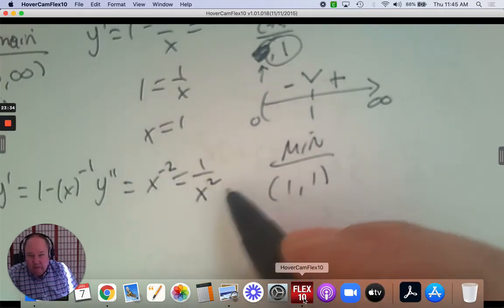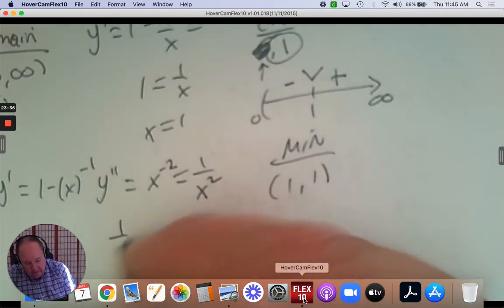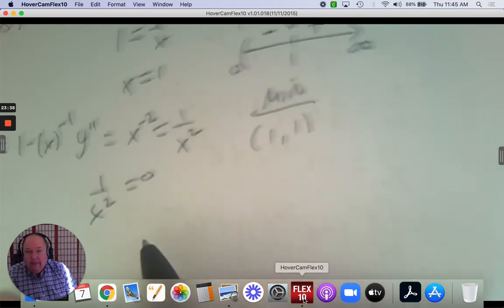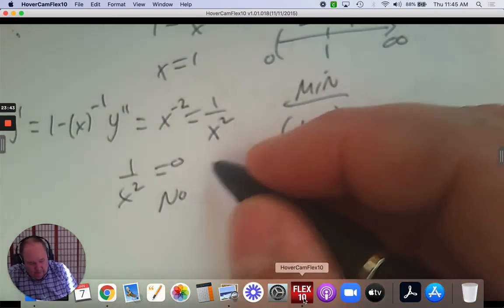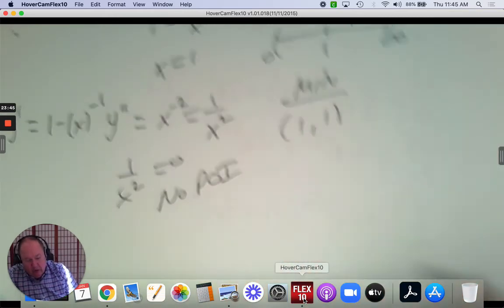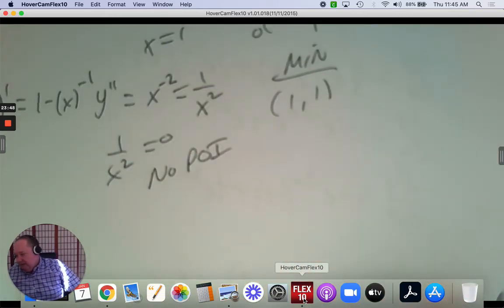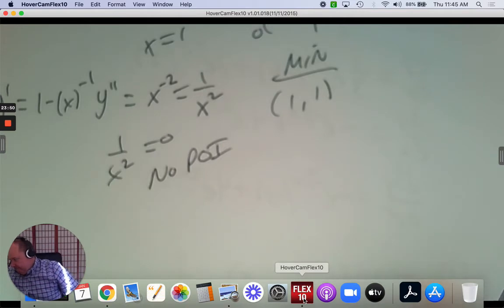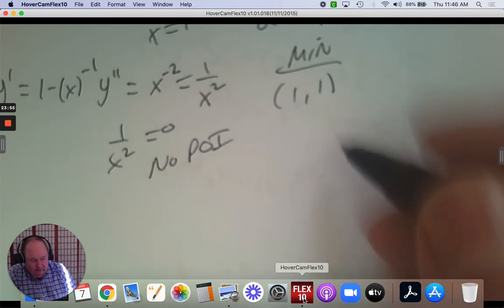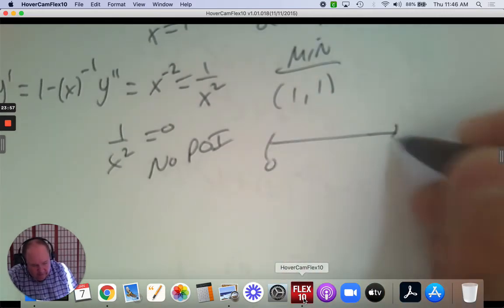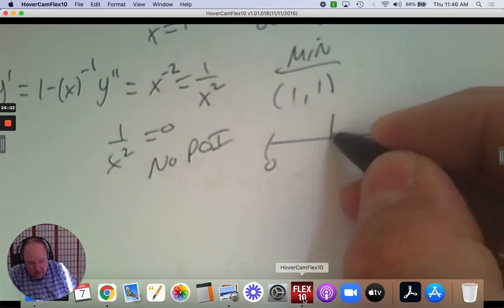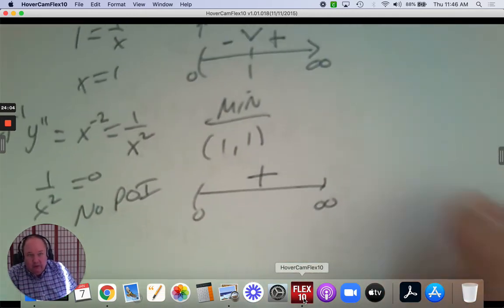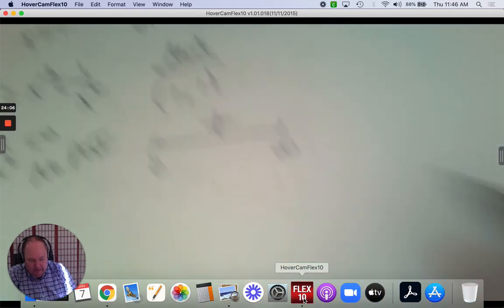The only solution here is, so if I take 1 over x squared equal to 0, there is no solution to this. So that means there's no point of inflection. 1 over x squared can never equal 0. So what do I know then about the concavity? From 0 to infinity, 1 over x squared, no matter what x value you put in, the answer is always positive. So this is all concave up with 1 minimum.